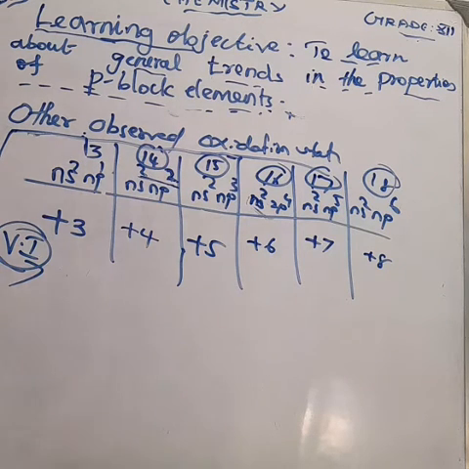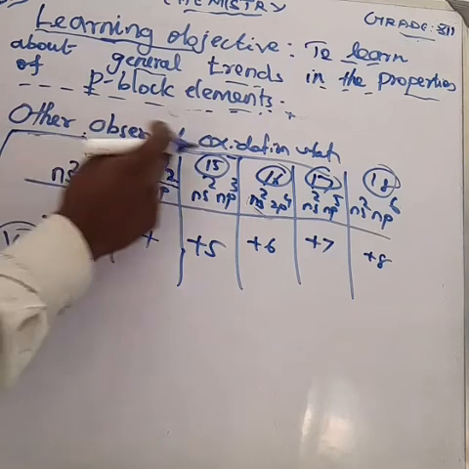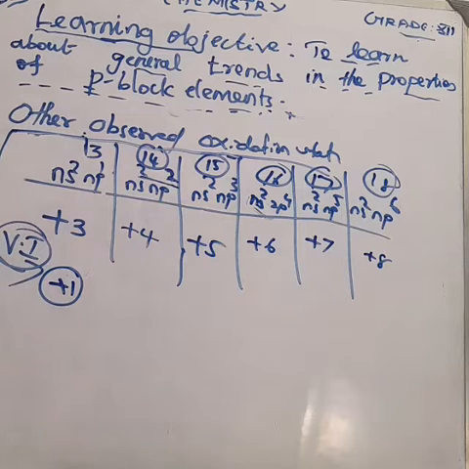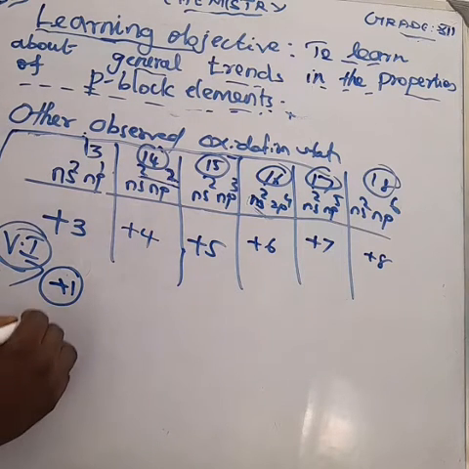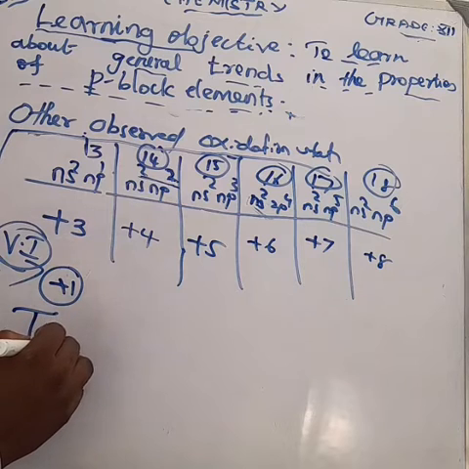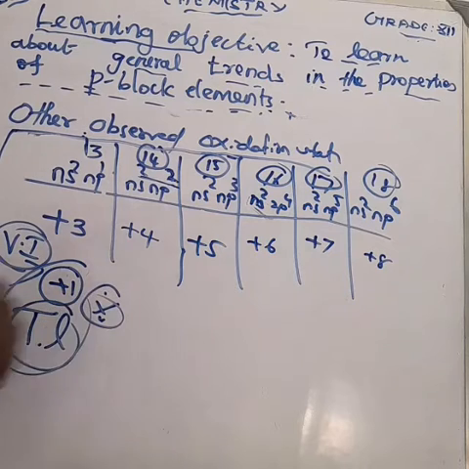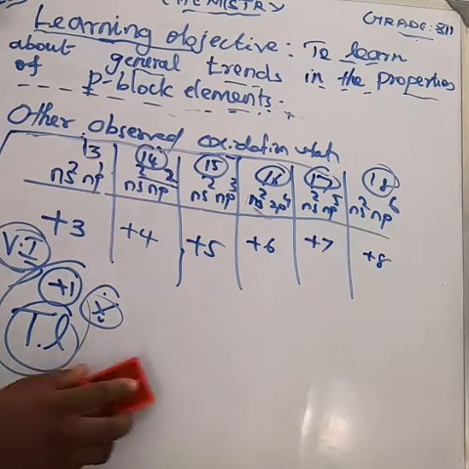For example, in the boron family, the other observed oxidation state is +1. Which elements are present in the boron family? Boron, aluminium, gallium, indium, and thallium. Thallium exhibits the +1 oxidation state. Can you understand, my dear children? Thallium, very important one-word question. In the boron family, thallium exists in the +1 oxidation state.